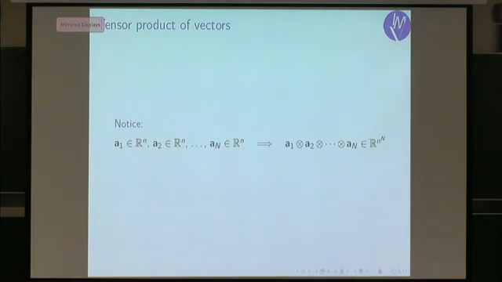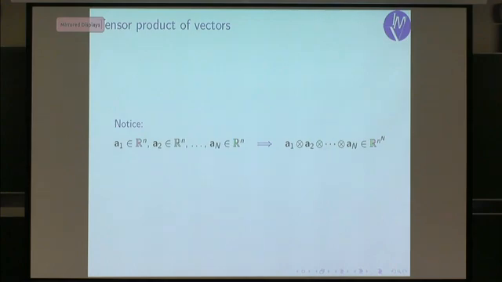Imagine that it's a simple observation, but it's important. Imagine that we have capital N vectors, and each of these vectors has size lowercase n. So we have capital N vectors of some size, and we do a tensor product of all these vectors. So we end up with a long vector, and the number of entries in that vector will be just a product of the sizes of these vectors. So it will be lowercase n to the capital N.